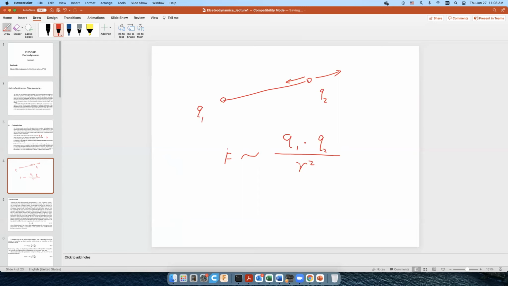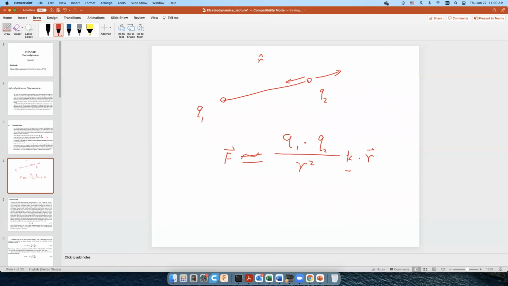So let's define the direction from Q1 to Q2 as r hat. Then we'll say the vector F equals Q1 Q2 over r squared times the constant, and then times the direction from Q1 to Q2. So this is Coulomb's law.